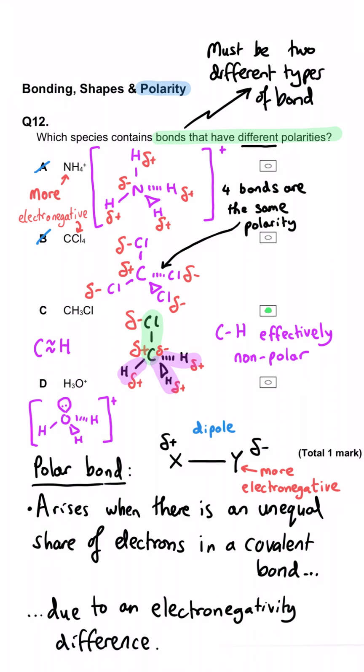If we just double check D, the oxygen is only bonded to hydrogen. Each of those three bonds will have the same polarity, so D is wrong.